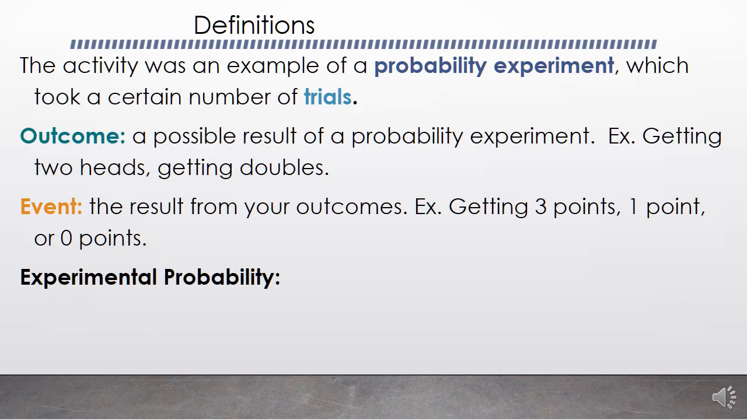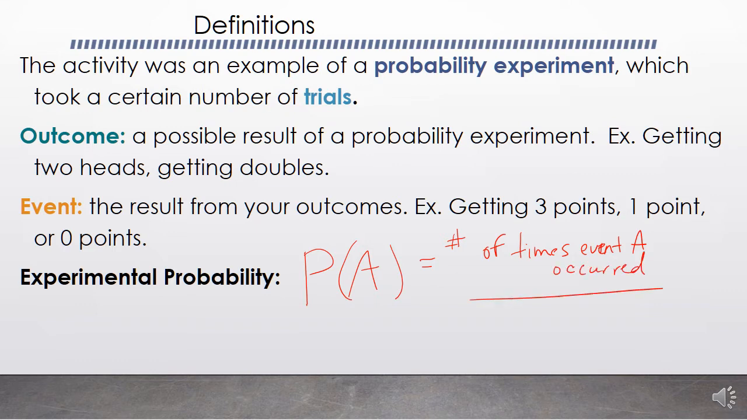Our formula for experimental probability. Very simply, capital P, and I'm going to talk about what each one of these things stands for, equals the number of times event A occurred divided by the number of trials.